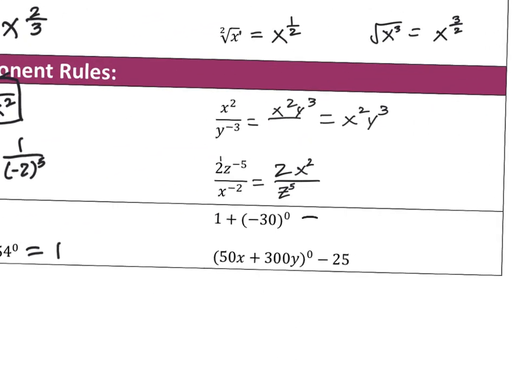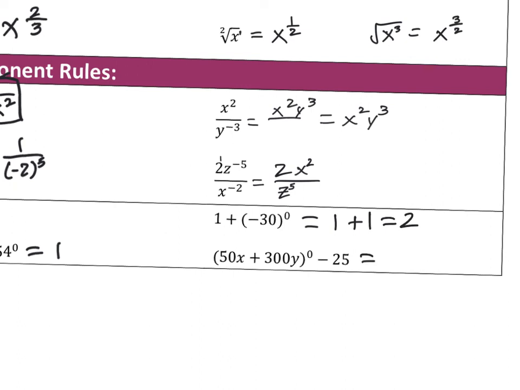So I have 1 plus negative 30 to the 0 power. Anything to the 0 power is just going to be 1. Remember that 0 applies to anything inside the parentheses. So negative 30 to the 0 power is just 1. So really I have 1 plus 1, which would equal 2.